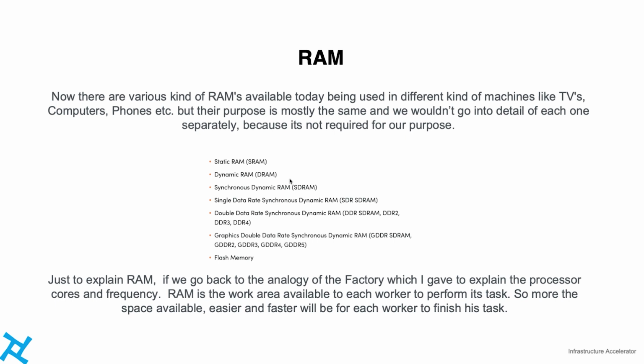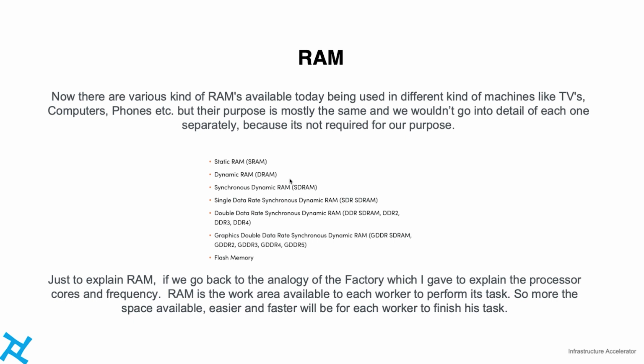So just to explain RAM, if we go back to our analogy of the factory, which I gave to explain the processor cores and frequency, RAM is the work area which is available to each worker to perform the task. The more space is available, the easier and faster it will be for each worker to finish their task. Imagine you are in a cramped room and hundreds of people are standing beside each other, and you all are trying to do your job in a limited amount of space. How productive can you be?